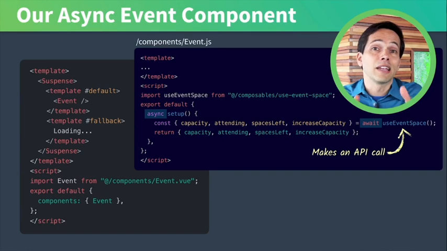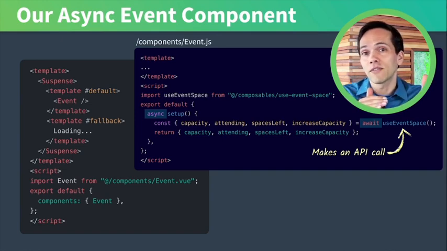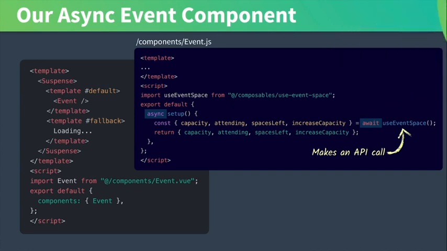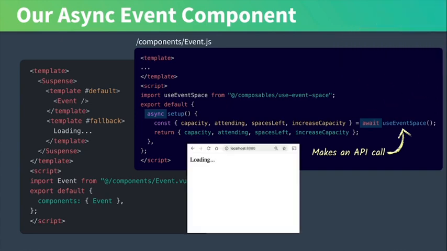This could easily be a service library that does API calls for us, or we could just be doing the API call right here. So if we load this up in the browser, we can see that our fallback template showing loading gets loaded first, and then when the promise resolves, it displays the default template.